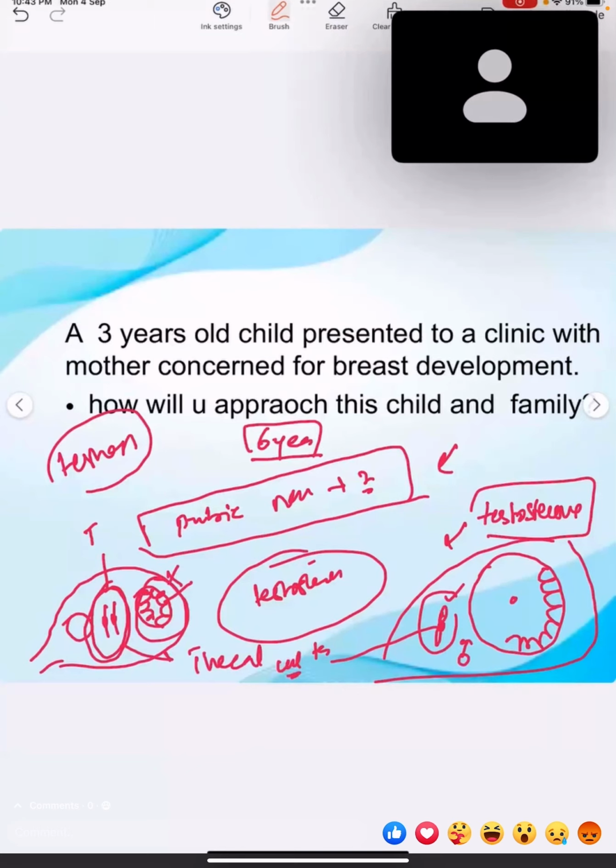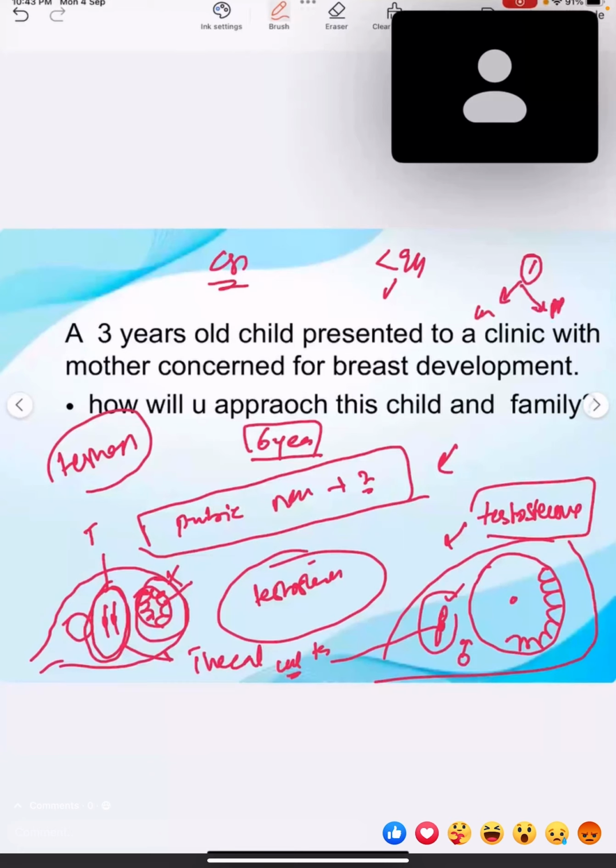Here I have told you, whenever any female child before 8 years or male child before 9 years comes to you with any secondary sexual characters, that may be testicular enlargement, pubic hair formation, breast enlargement, or menarche in case of females, you have to see this is a case of precocious puberty. My next step is to learn, is this central precocious or peripheral precocious?